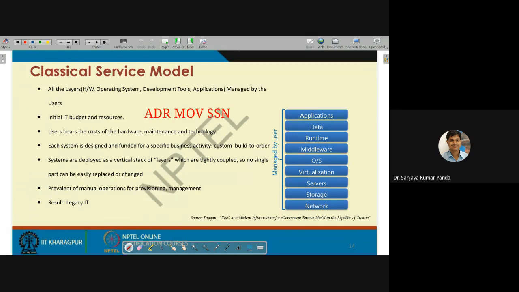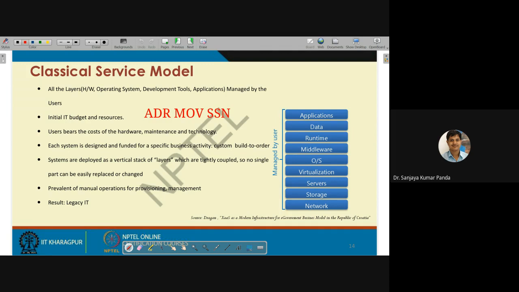Traditional systems are just like vertical systems. You are adding one after another, which is not a good solution because it is tightly coupled. If something happens to one component, it is going to impact other components as well. So no single part can be easily replaced or changed. That's why today we are looking for microservices.